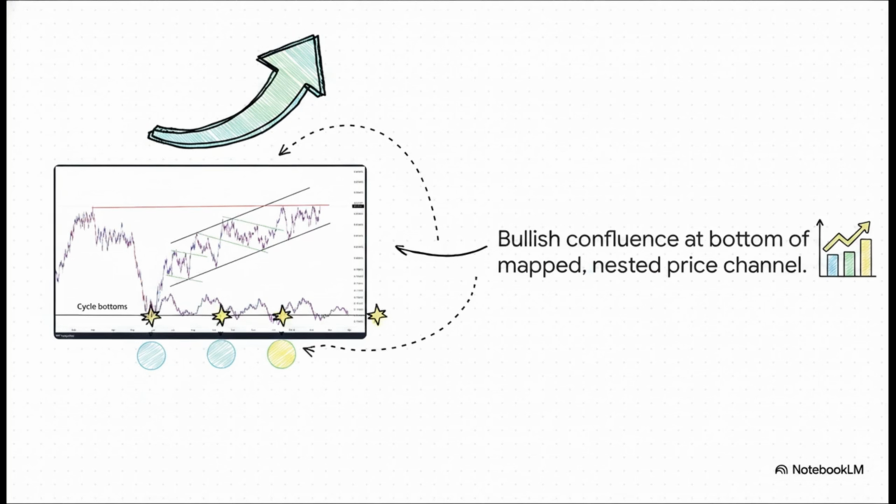And seeing this mapped out really brings the whole shebang together perfectly. Inside this channel, the lower boundary acts as a high-confidence entry zone. When the price hits that bottom line at the exact same time it hits a cycle bottom, wow, that creates massive bullish confluence. You are literally aligning both the trend's shape and the cycle's timing all at once.